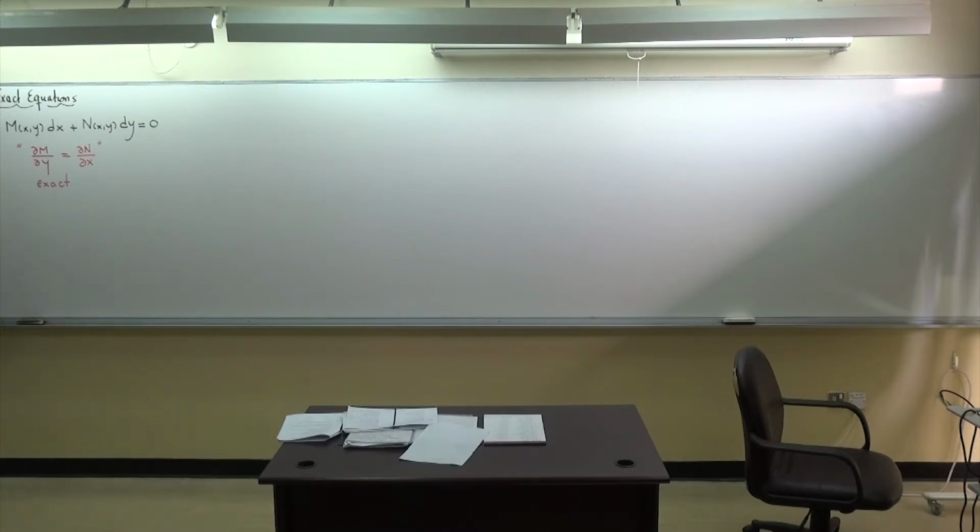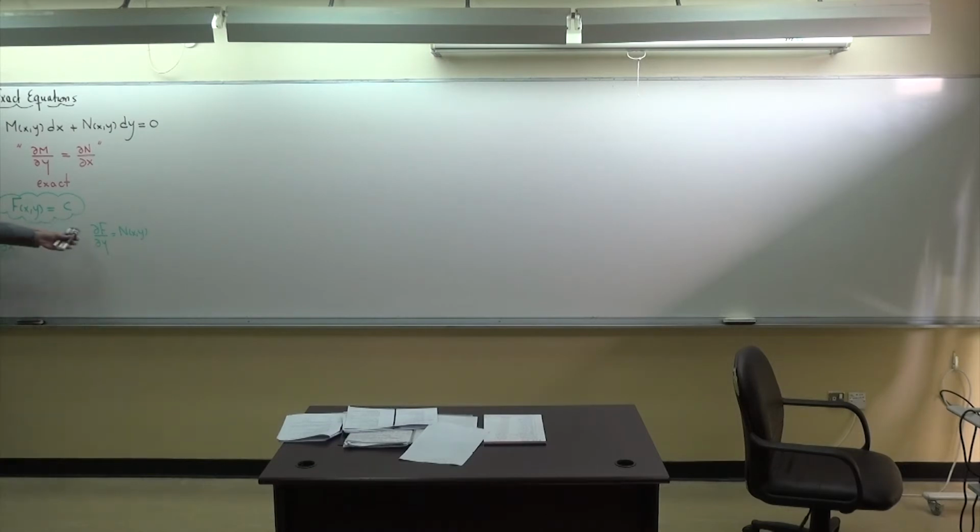How does the method work? It's nice because basically we're finding the function f whose total differential is M dx plus N dy. Since the total differential equals the left-hand side, that means df equals 0. So once you integrate, the function f(x,y) must equal a constant. What do we know about f? Its partial derivative with respect to x equals the coefficient of dx, M. And its partial derivative with respect to y equals N(x,y).